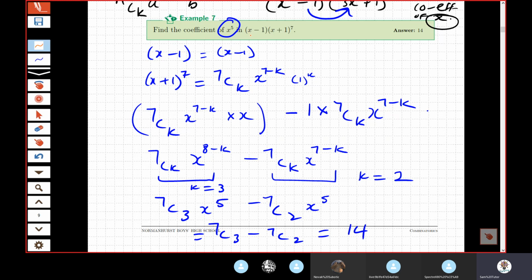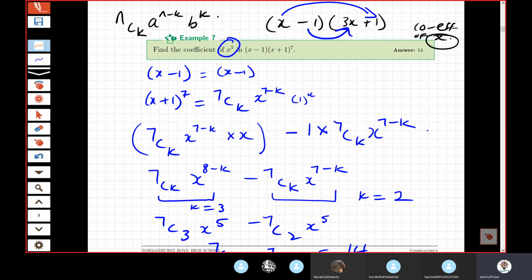But again, think of the example I've given you above. If I said, hey, go find the coefficient of x, you would have said that's 1x minus 3x. So the coefficient of x would be negative 2. That's the exact same logic, but the problem is this second one is not the power of 1. So I can't just expand it like this. It's the power of 7.